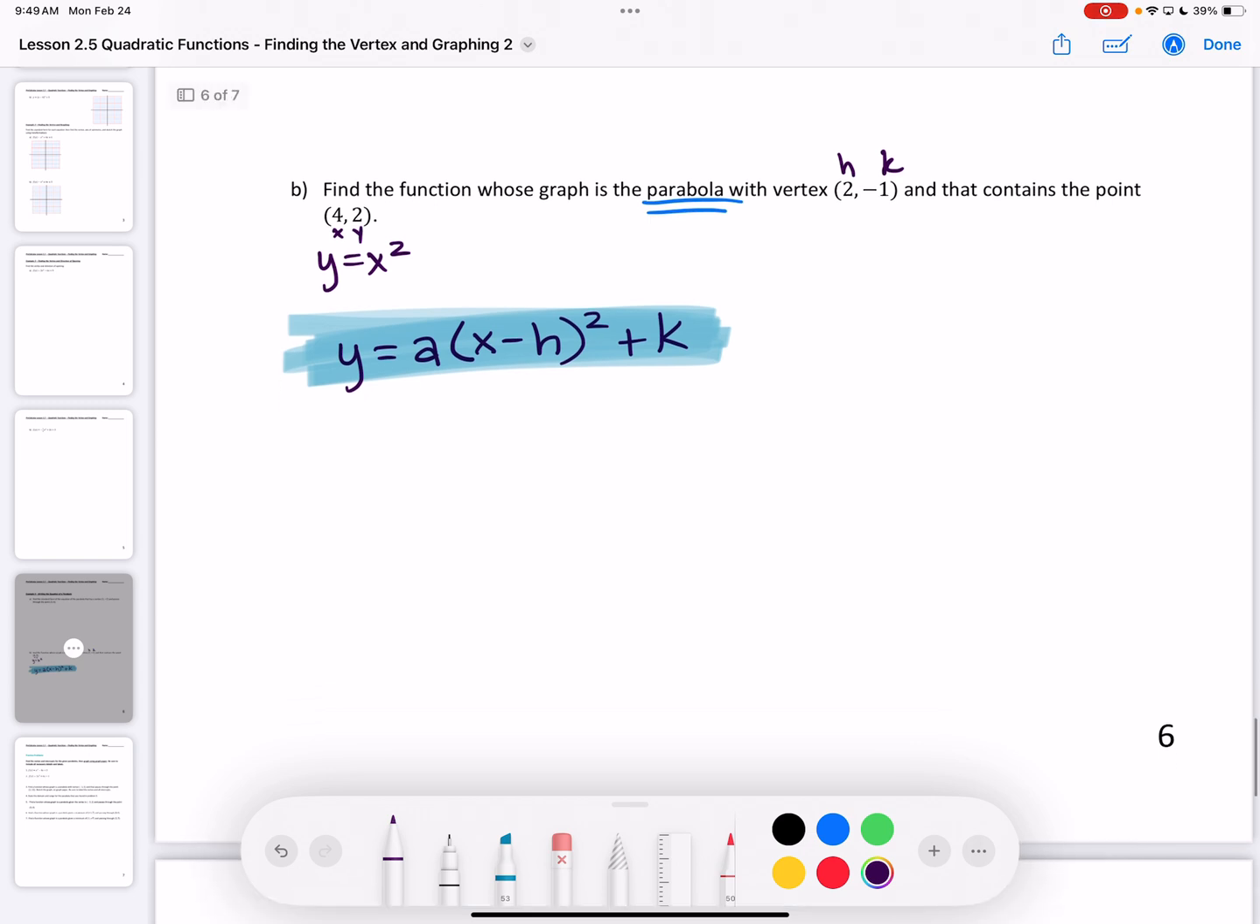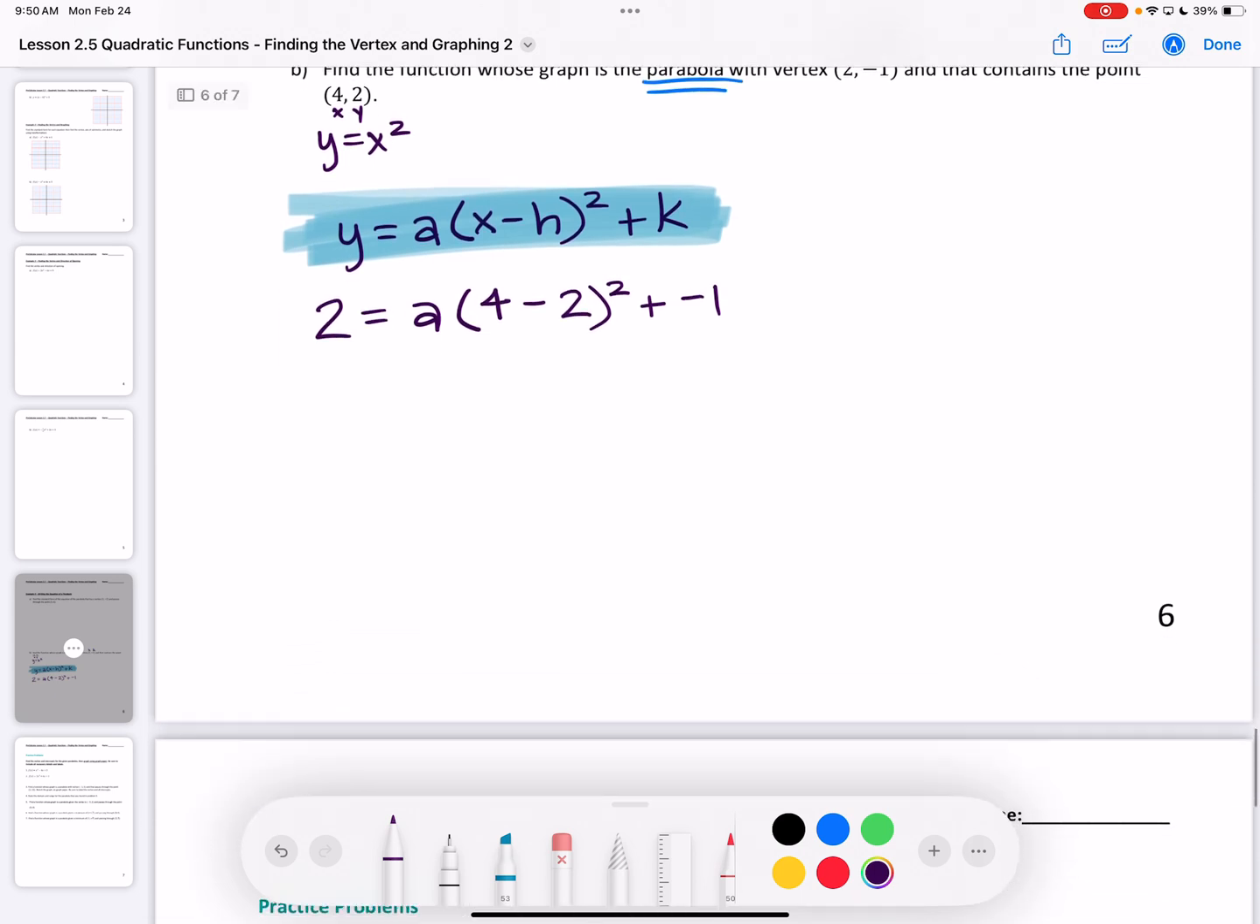So now you just plug it in, and if you plug in H, K, X, and Y, the only unknown will be A. So I'm going to plug in Y. Y is 2. A, I don't know. That's what I'm trying to find, okay? X is 4 minus H is 2 squared, and then plus K is -1. So plus -1, okay? And now we're going to solve for A.